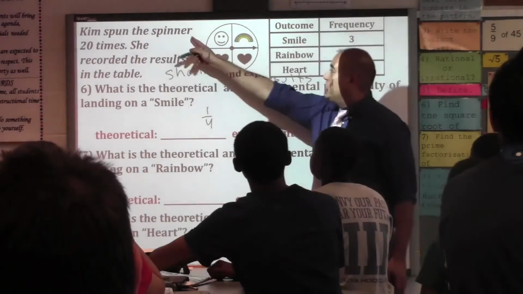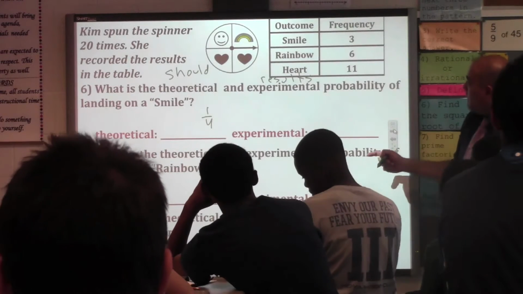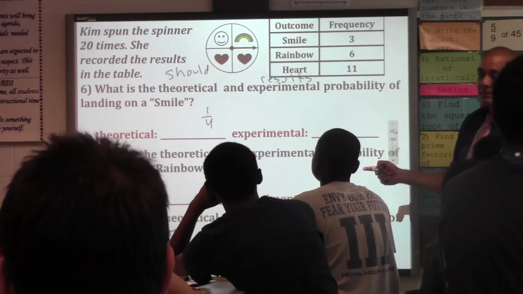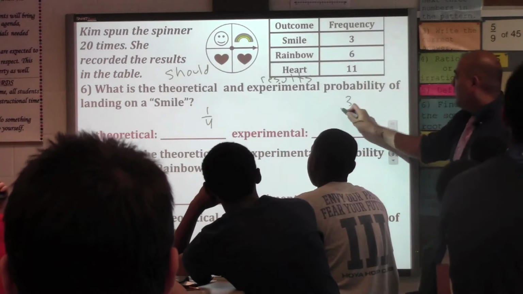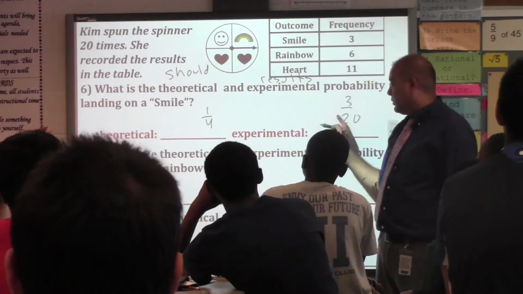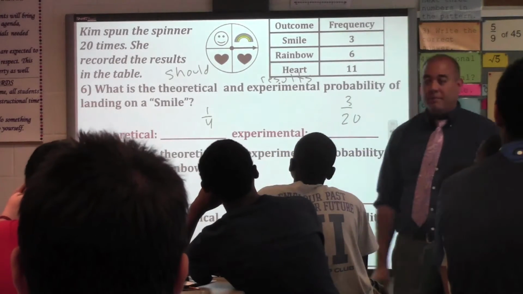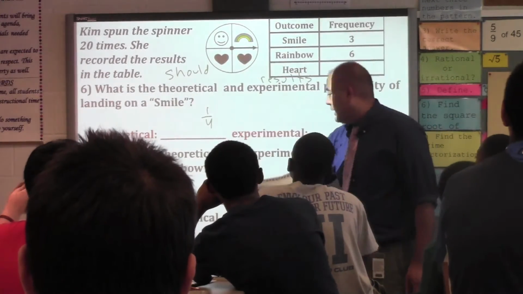Kim spun her spinner 20 times and recorded the results in this table. What is the experimental probability of getting a smile? 3 out of 20. Notice, these are not going to match at all times, guys. They're different. Results show what did happen, theory shows what should happen. What's the theoretical probability of getting a rainbow here? 1/4. 1 out of 4 sections.